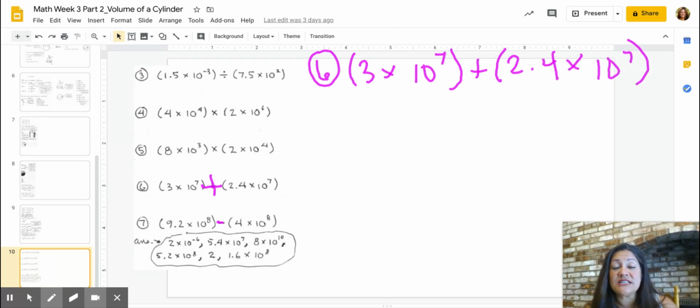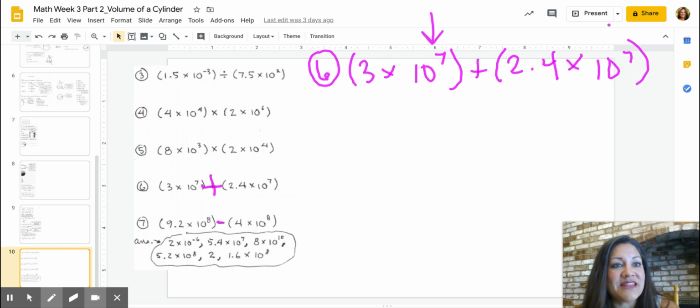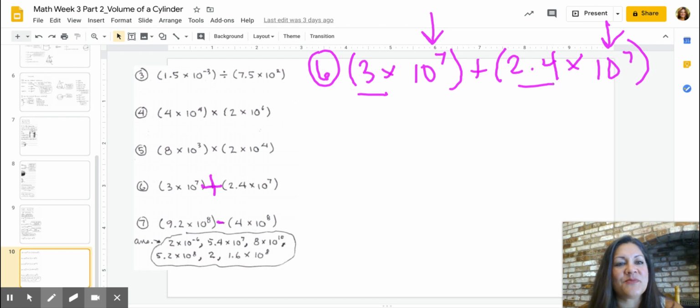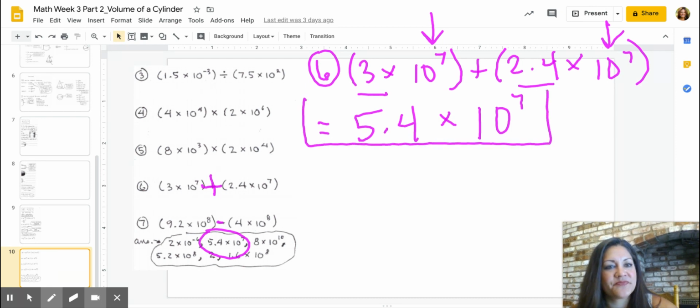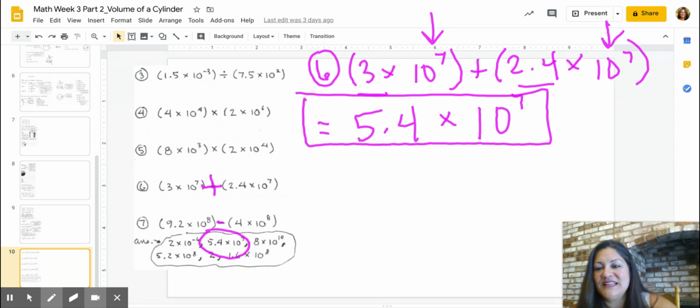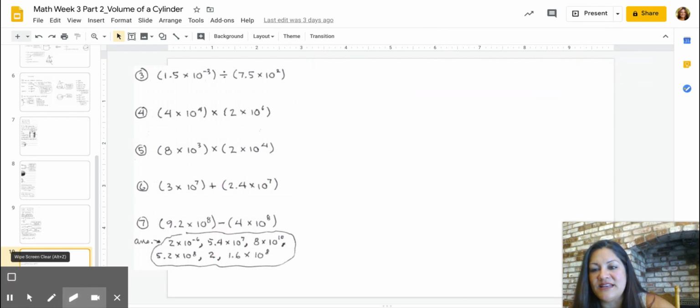For addition and subtraction in scientific notation, you have to make sure that the power of 10 is the same. 10 to the 7th, 10 to the 7th, which it is. So all we have to do is add these two numbers. 3 plus 2.4 equals 5.4. And then we're just simply going to leave 10 to the 7th. Easy, right? And double check. Here is our answer. So easy.